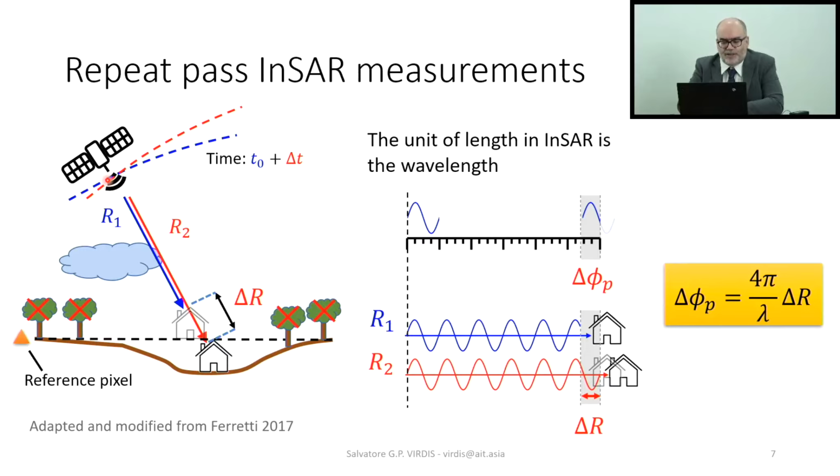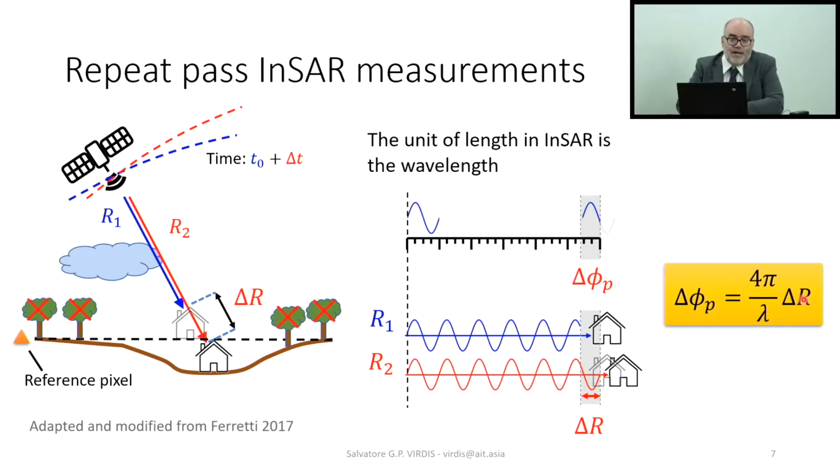What we do is we use the unit of length, which is the wavelength. So our ruler is made by our wavelength. And we measure, in two different acquisitions, the fraction of changes of this wavelength when it comes back to the signal. And these changes are strictly related to a difference of range between acquisition 1 and acquisition 2.